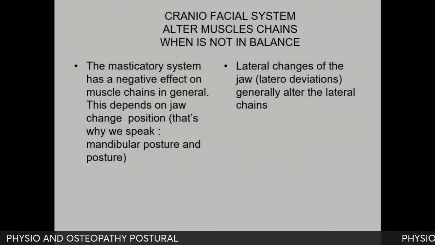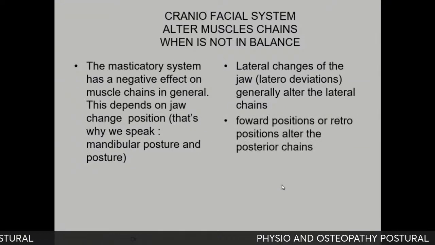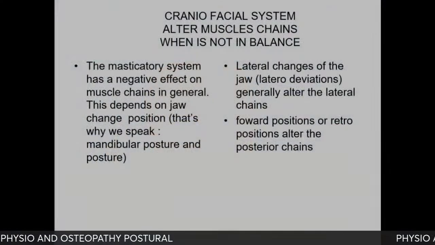Remember that. When we have the position changing, forward or retro position, what do they mean? They mean the jaw is forward or back. Normally, it affects the very center and the back part of our body. Remember that. That is an important tip for diagnosis.